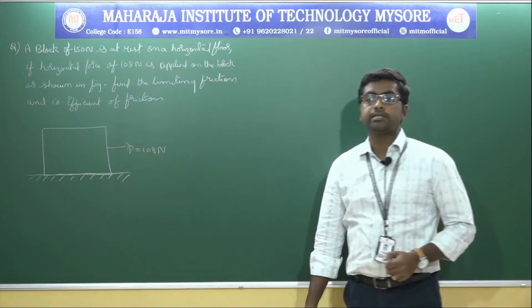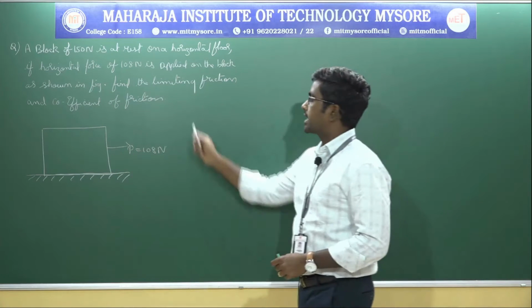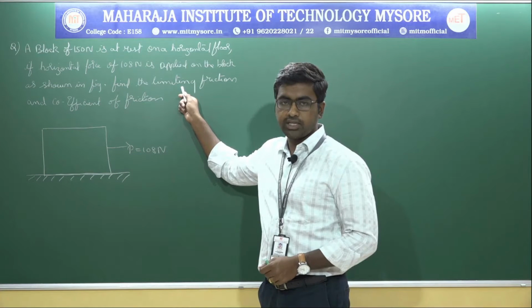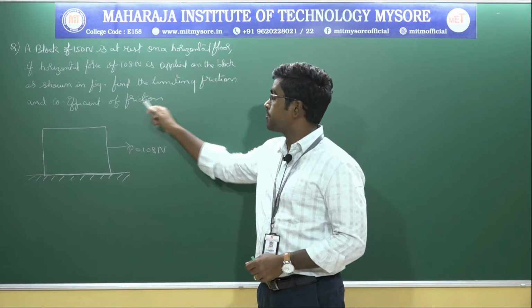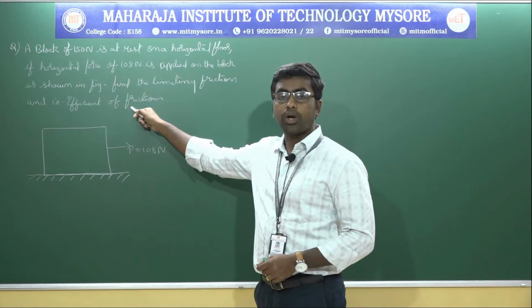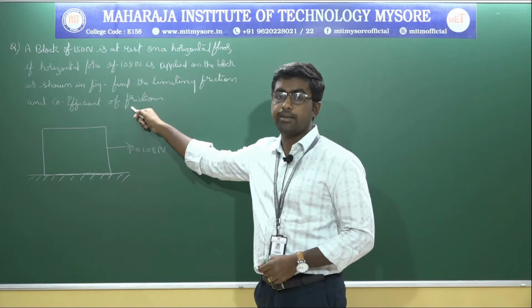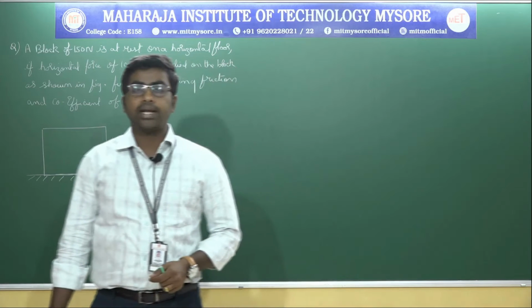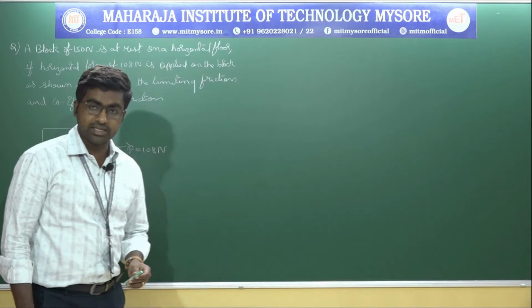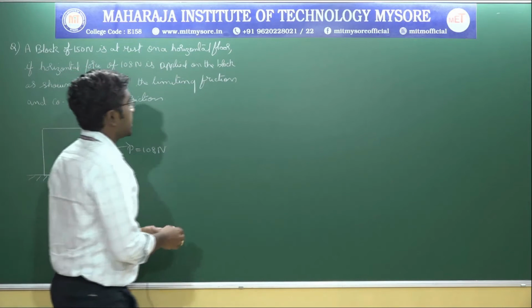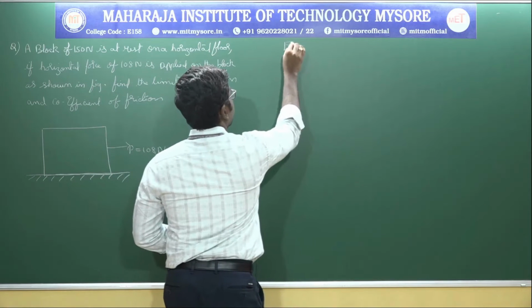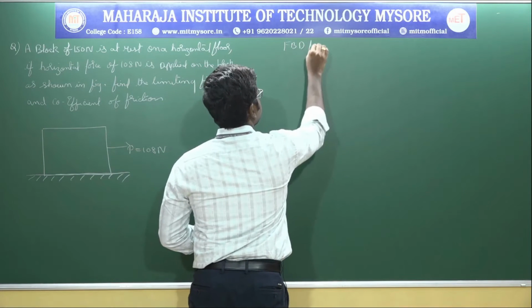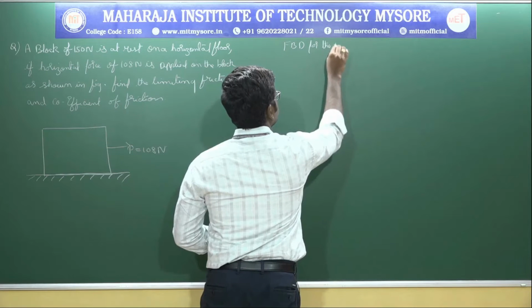So that means in this particular problem I need to calculate what is limiting friction, that means maximum friction, and then I need to calculate what is coefficient of friction, that is mu. So in order to calculate these two unknowns, I need to write the free body diagram first. Right? So first let us write the free body diagram for the block.